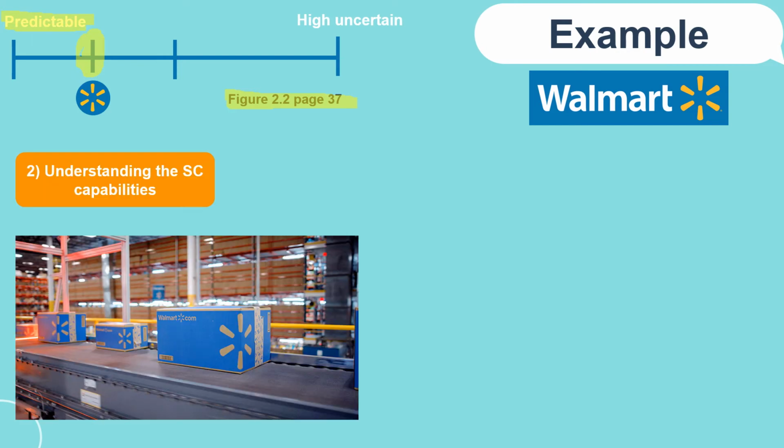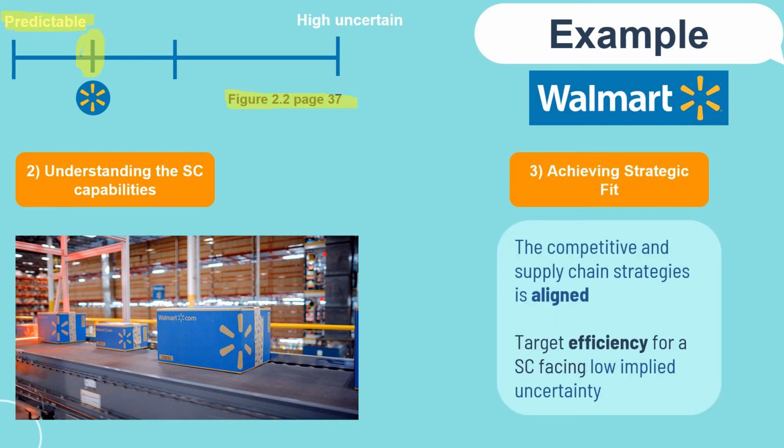And then at the second step, understanding the supply chain capabilities, we know that Walmart has its own warehouse, so in terms of supply chain capabilities, Walmart is focused more on efficiency by providing the stock in its warehouse at the minimum cost. And then at the third or last step, achieving strategic fit, we can conclude that the competitive and the supply chain strategies are aligned, which is to provide a variety range of products at a low price.